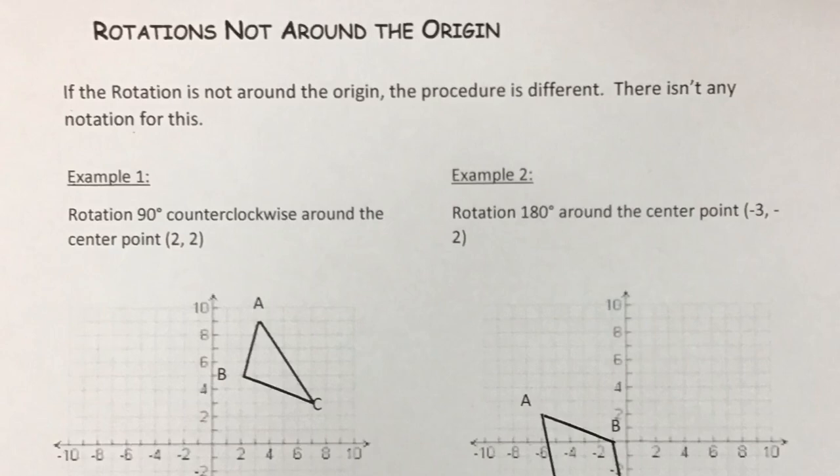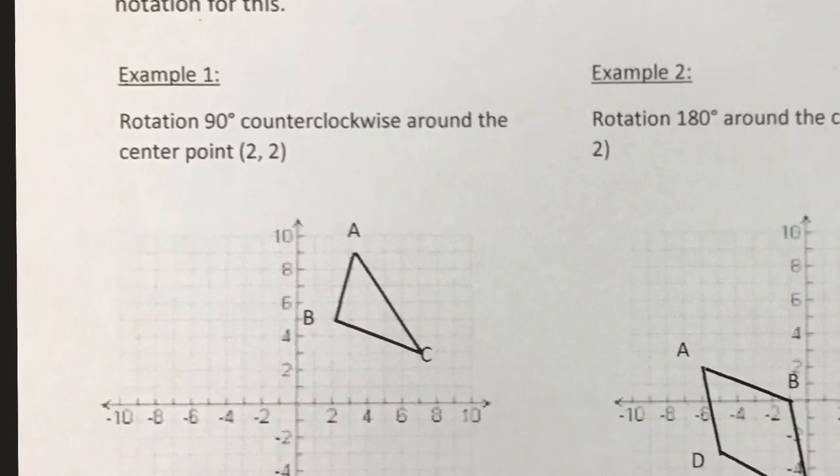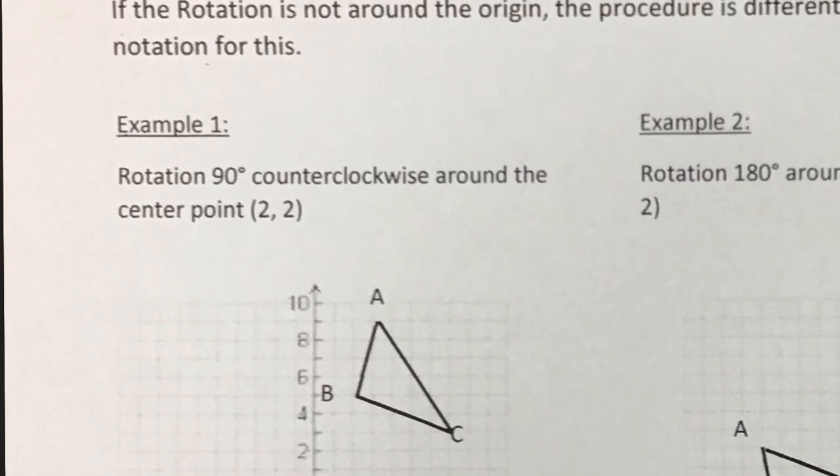So what if we are asked to do rotations that are not around the origin? Okay, so we're going to treat these very similar to how we treat the regular rotations around the origin. There's no standard notation, so let's just get right into it. Number one says a 90-degree counterclockwise rotation, so that's coming counterclockwise, going this direction.